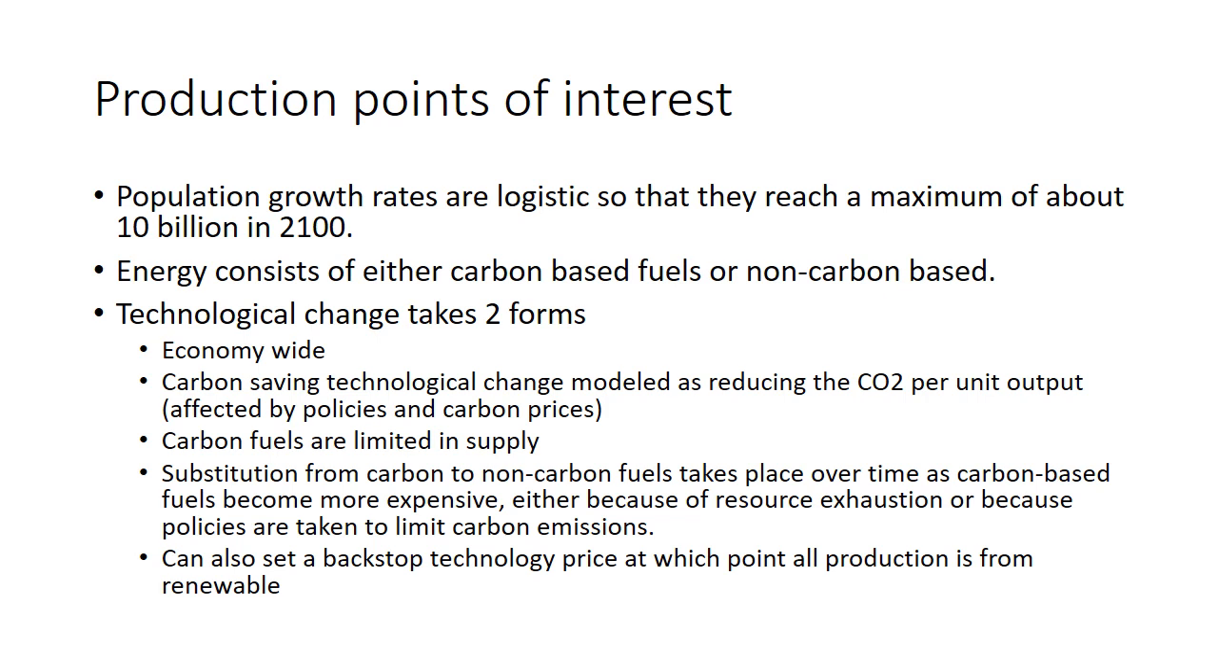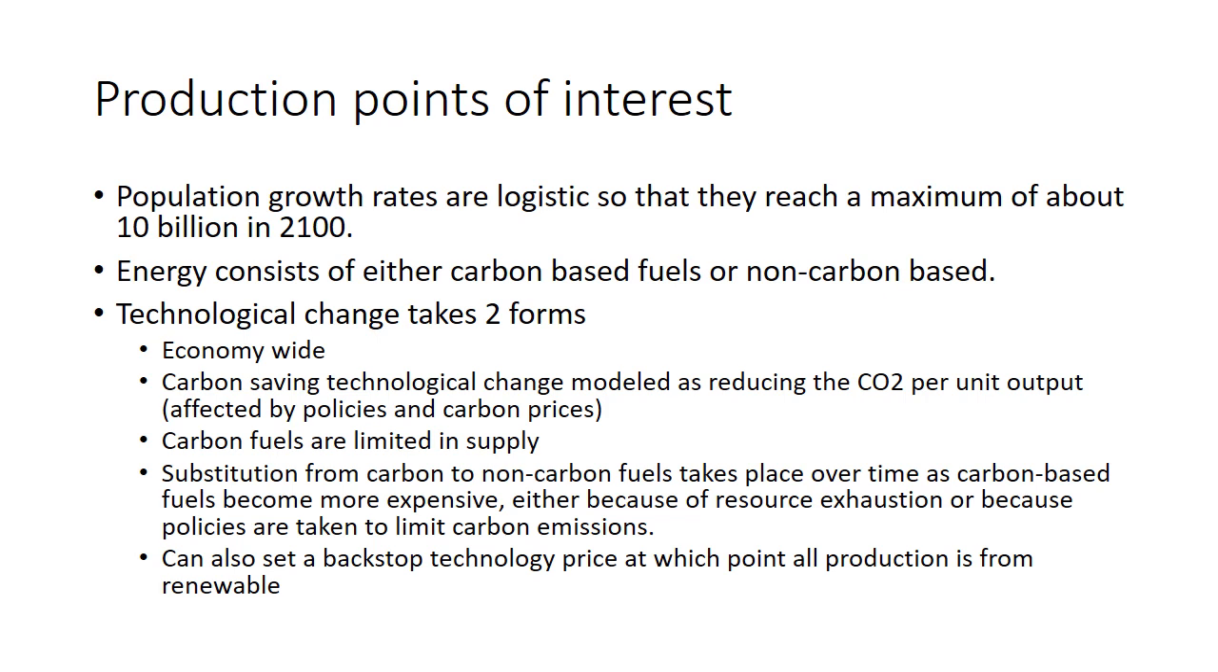A couple points of interest on production. The population growth rates are logistic in this model, so they reach a maximum of about 10 billion in 2100. So the model assumes that the Earth can only hold about 10 billion people. After that, we level off. Is that correct? You could adjust that so that the maximum is 11 billion or 12 billion, depending on what you think. Energy consists of either carbon-based fuels or non-carbon.